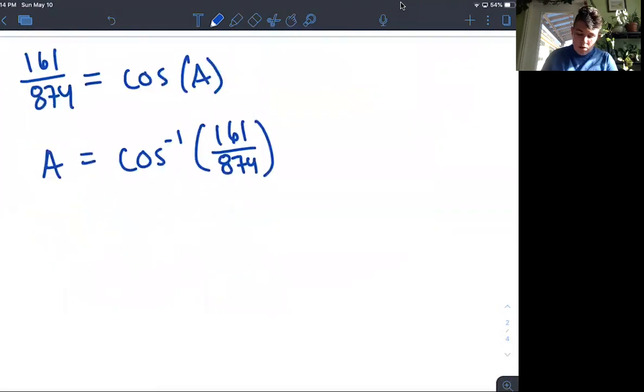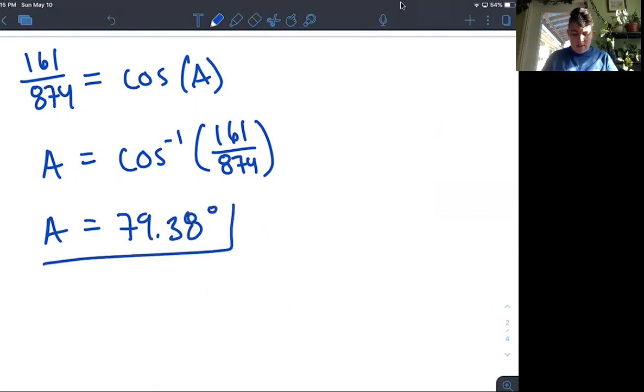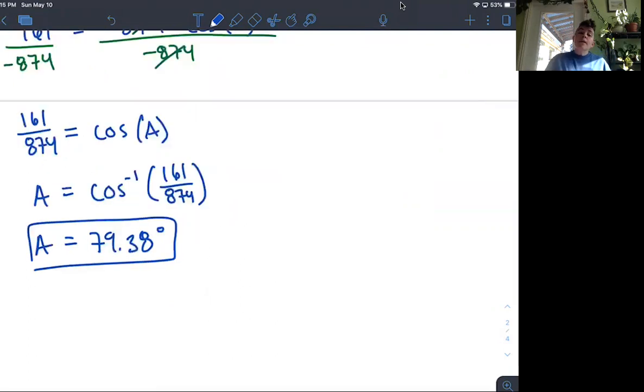Okay, so the inverse cosine of 161 divided by 874 equals 79.38 degrees. That is the measure of angle A. Hooray.